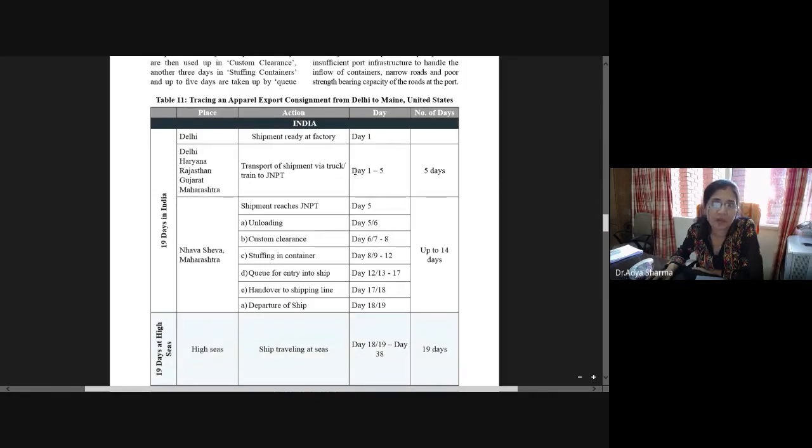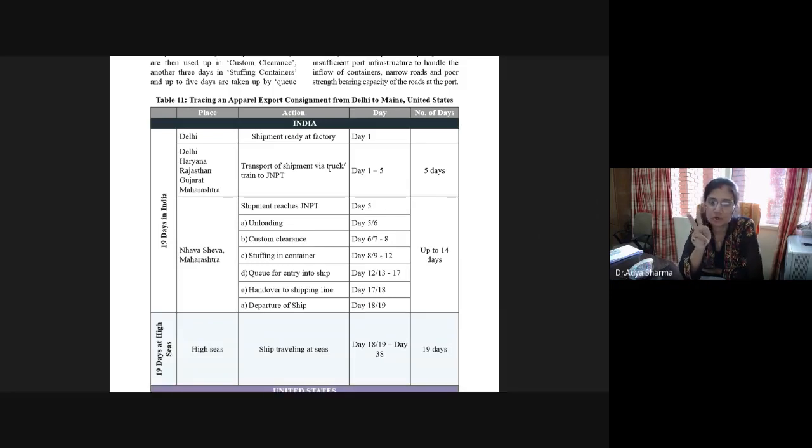Transport of the shipment via truck, train to JNPT. So look at this. We are using a combination of 2 types of transport, truck and train. By the way, for your information, India has the 2nd largest roadways in the world.